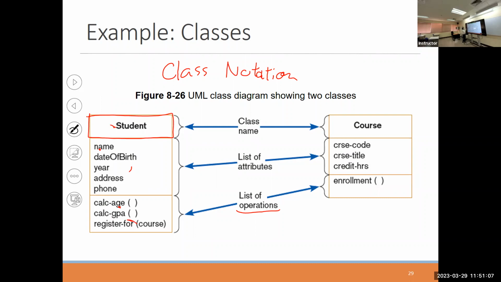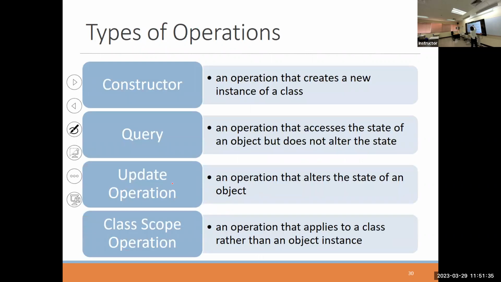Or sometimes you can show class name plus attributes. Sometimes you want a very complete and full version, so you also show the operations part. But then you can decide how much you want to show in the diagram for readability purposes and for communication purposes. Okay. Types of operation we already discussed, right?